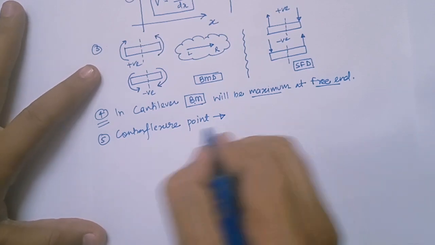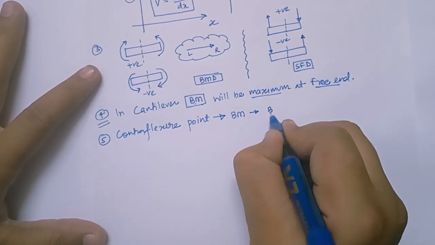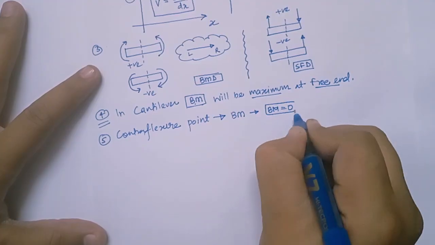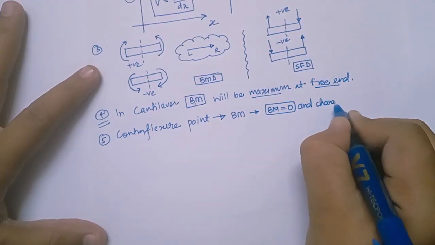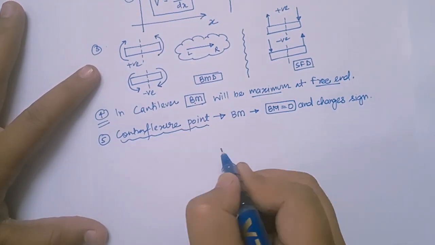What is a contraflexural point? It is related to bending moment. The point at which the bending moment is zero and changes its sign. Changes sign. So that point is called the point of contraflexure. Right?